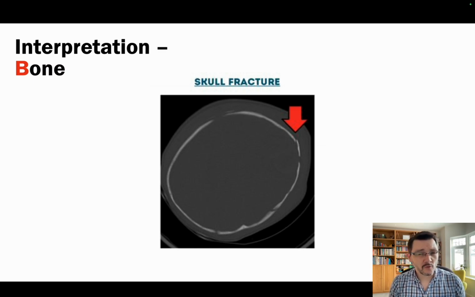It's always worthwhile looking at all of these things, because if you miss something like a skull fracture, it can cause problems later on down the line. So it's always worthwhile looking for that, and you'd be surprised how often it might be present and might significantly alter your management plan for that patient.